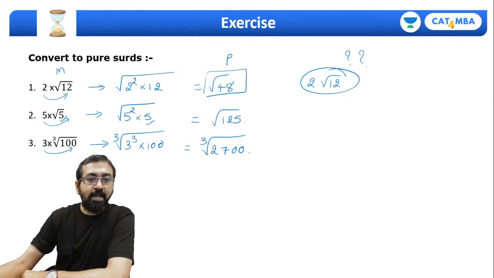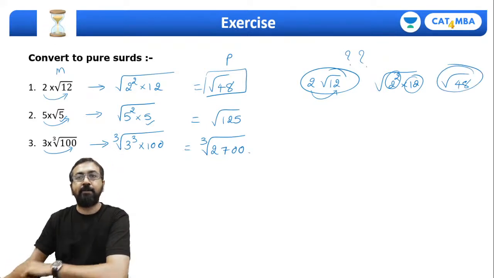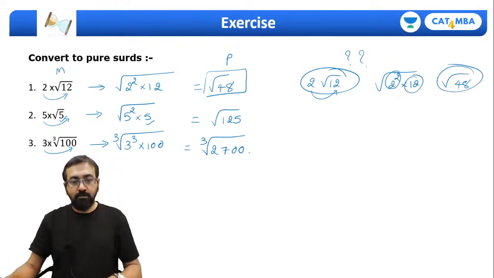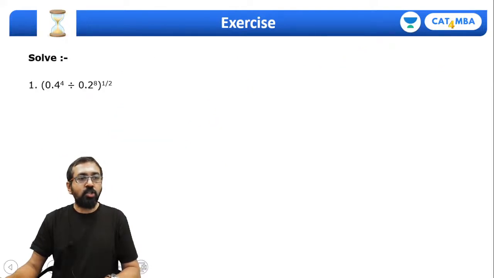So 2 root 12, what I said is when you take any number inside the square root, you will have to write the square of that. So this can be written as 2 square into 12. Now 2 square is 4 into 12, that is 48. So this can be written as square root of 48, right? Shubhankar, are you clear with all these 3 questions? Yeah, great. Okay, so let's take this challenging question.